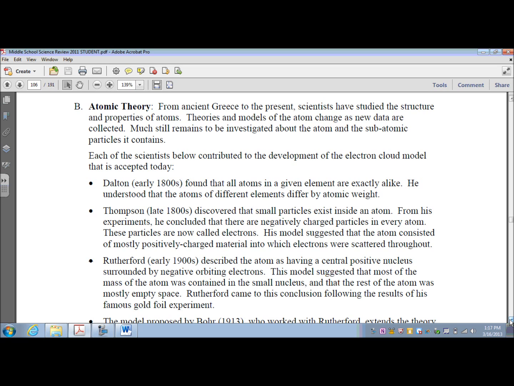Thomson, in the late 1800s, discovered that small particles exist inside an atom. From his experiments, he concluded that there are negatively charged particles in every atom. These particles are now called electrons. His model suggested that the atom consisted of mostly positively charged material into which electrons were scattered throughout.